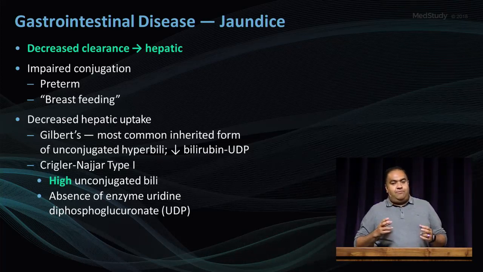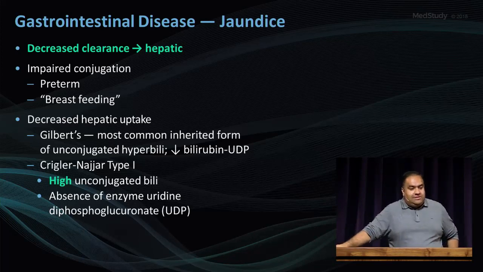There's also decreased clearance from the hepatic side, so impaired conjugation. This is the breastfeeding jaundice, which is like a low volume that's there. With decreased hepatic uptake, Gilbert's is the most common. You see it in about 5% of the population, and this is a decrease in bilirubin UDP.